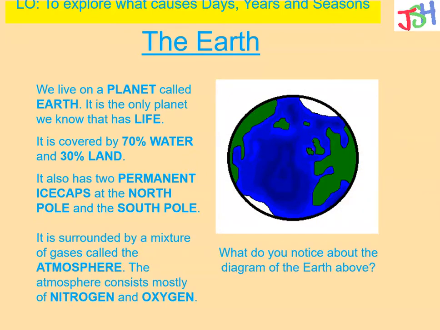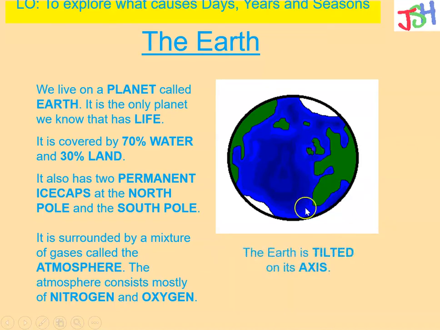Now, the Earth is surrounded by a mixture of gases, and this mixture of gases is called the atmosphere. And these gases are mostly nitrogen and oxygen. So, what do you notice about the diagram of the Earth? So, as we can see, the Earth is tilted on its axis, and this causes seasons.